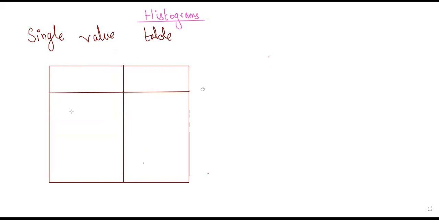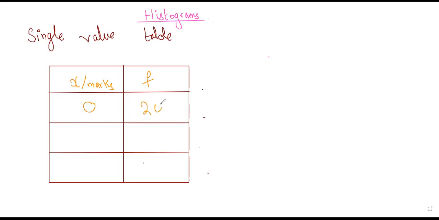I'll write down the headings in the first row, then I'll write down the entries there. Okay, so these are the x's, and they are basically the marks. And here we have the frequencies. So 20 students got 0 marks, then 10 students got 1 mark, then 40 students got 2 marks, and then I've missed one entry, so I would have to make it now.